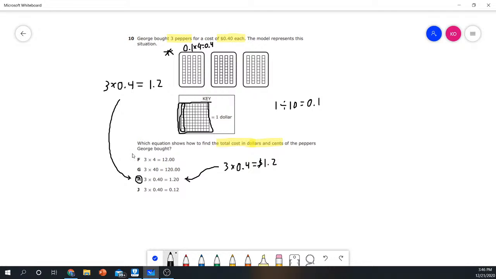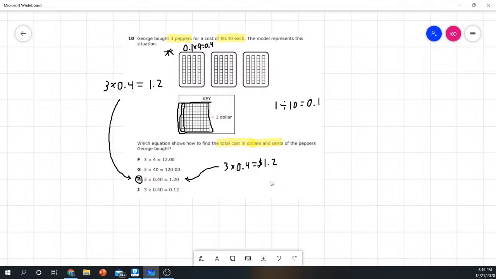So there are 2 methods of doing it. If you're a person who just likes to read the problem and solve it, then use this method, 3 times 0.4. If you're more of a visual person, then use the little visual diagram that they gave us. But either way, we get H as our answer.